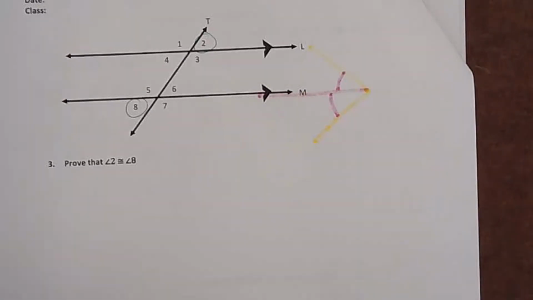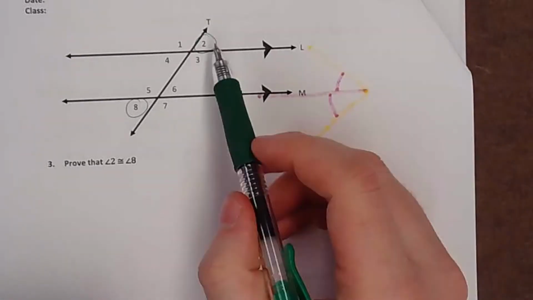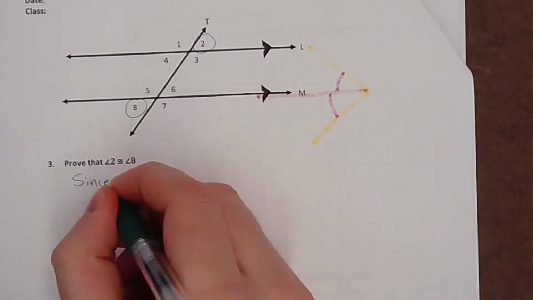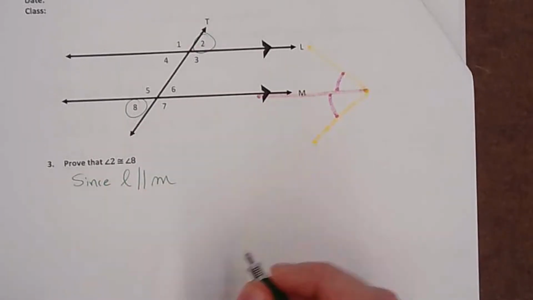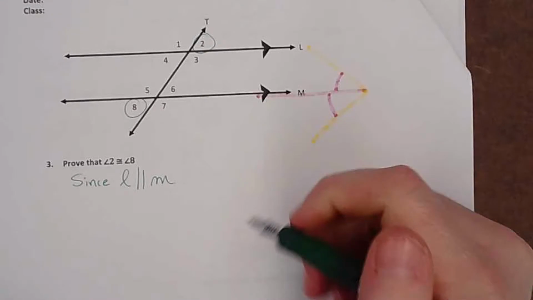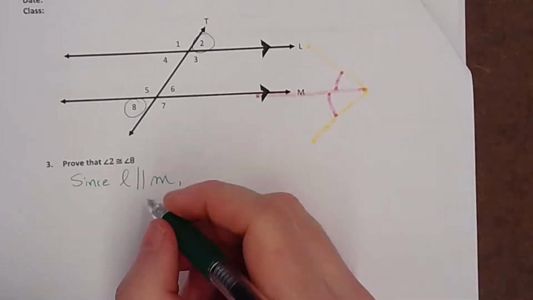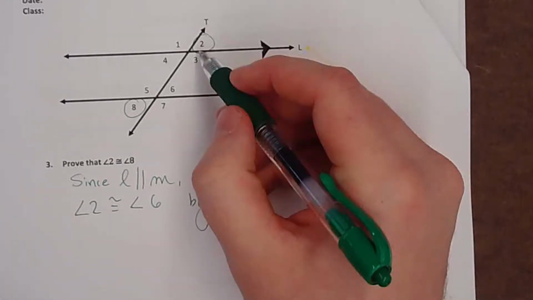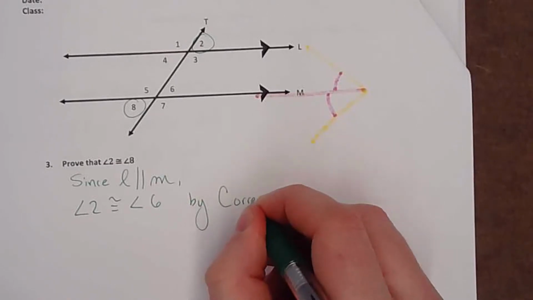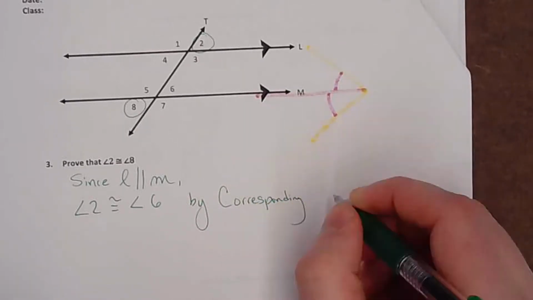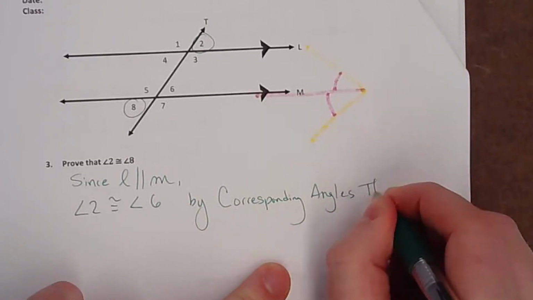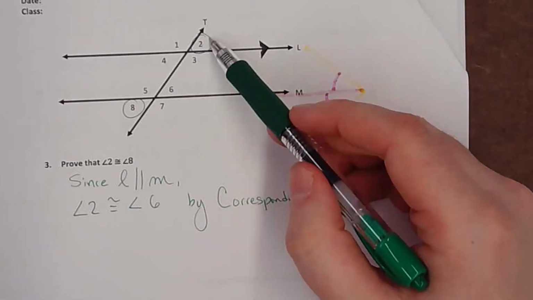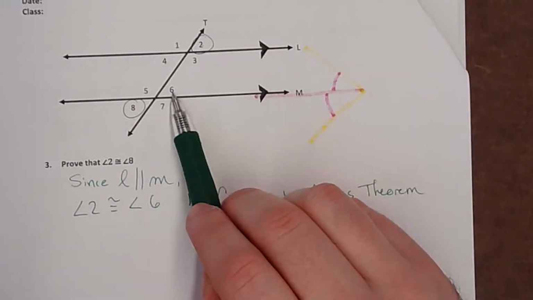So using our angle congruency theorems, we can say that 2 is congruent to 6, so let's write that. So since we write line L is parallel to line M, right? That's what they gave us in the drawing. Since they're parallel, otherwise this doesn't work, angle 2 is congruent to angle 6. And we know that because angle 2 and angle 6 are corresponding angles. So corresponding angles theorem, or CAT. Do you remember corresponding angles, Grace? Top right corner is congruent to the top right corner.